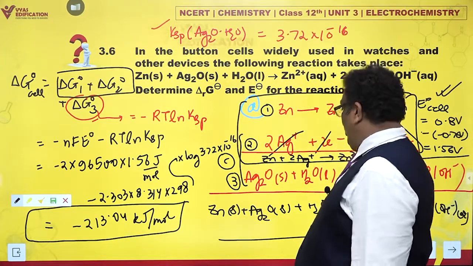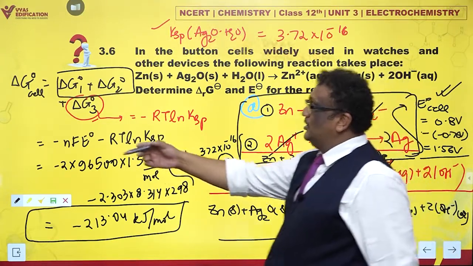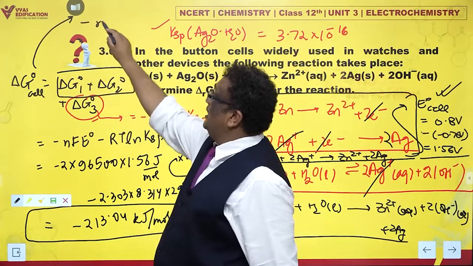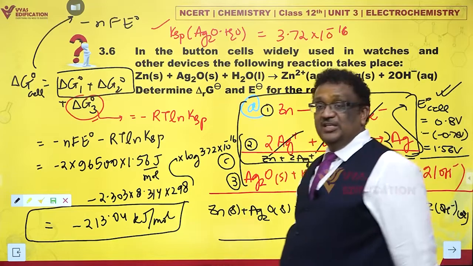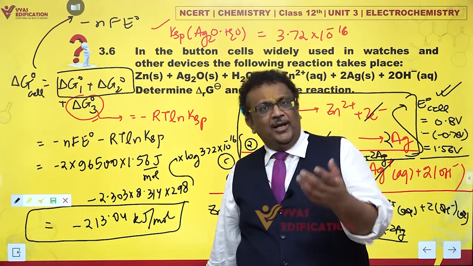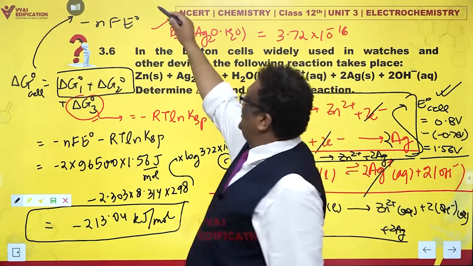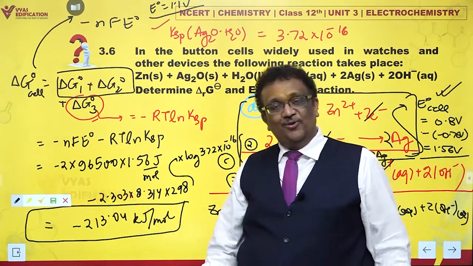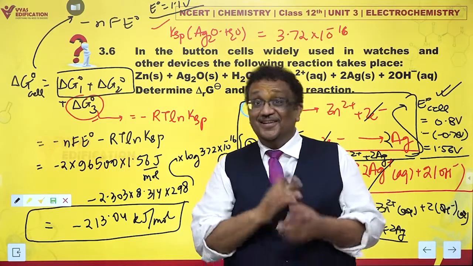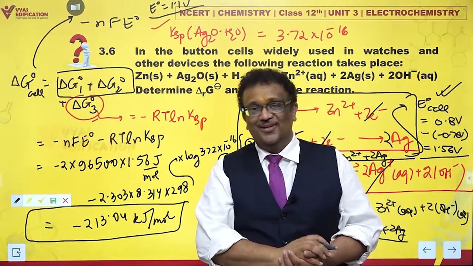And this delta G0, once you have got this, you can say this is also minus NF E0. N is 2, F is 96500. Can you calculate E0 cell easily? And this E0 cell comes out to be 1.1 volts. Substitute, calculate, and get the answer. This is the correct solution to this question.